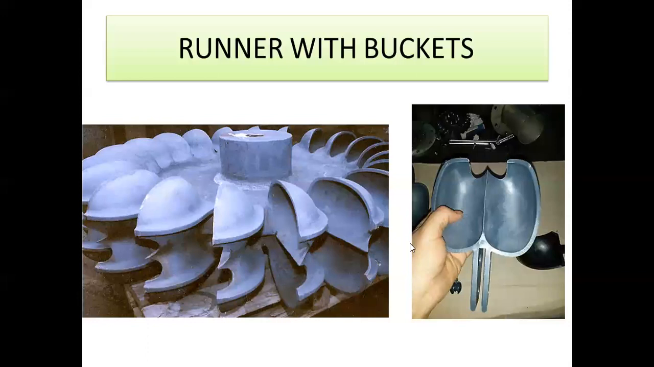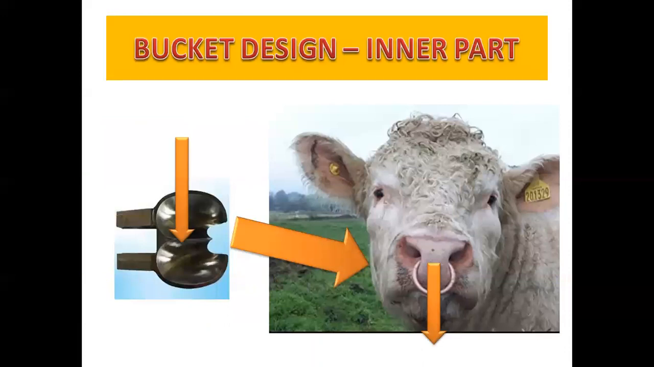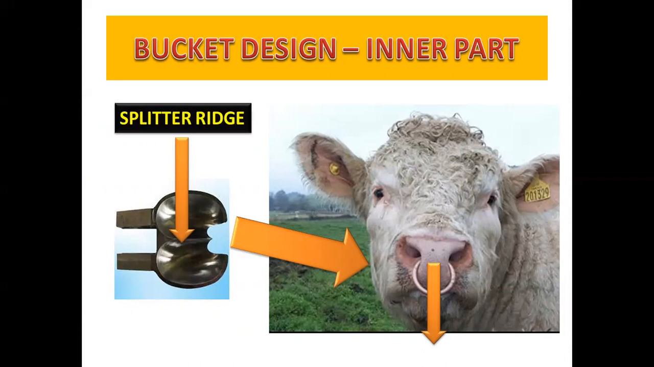Once you supply the water on the bucket, the runner rotates. The shape of the bucket is looking like this, if you look at the right side picture. The bucket has a splitter ridge. That means it is split into two halves, not a single bucket. There is a line at the center that is called the splitter ridge. That split line is the splitter ridge in this left side picture.